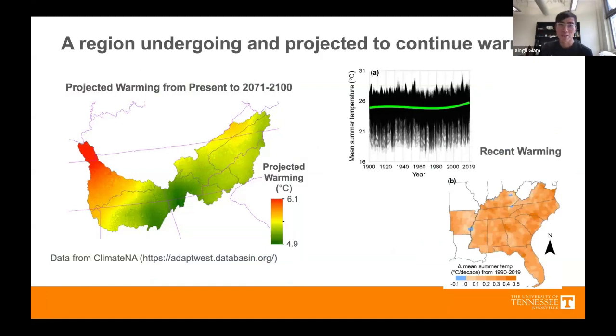So it's a region that is undergoing warming, and is also projected to continue warming. The projected warming by the end of this century can be, in the western part of the Tennessee drainage, up to about 6 degrees Celsius. And also, as we have seen from the previous slide, the Southeast is in an area that is currently warming as well.